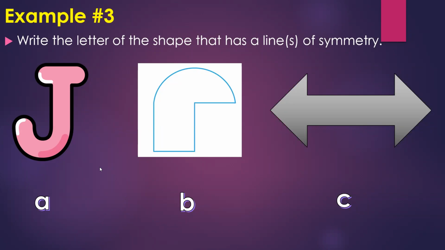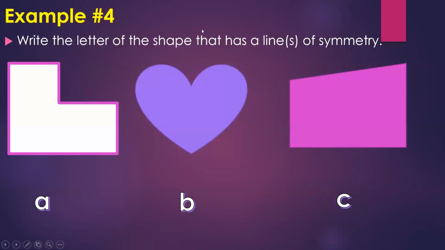Very good. So if we cut it like this, that's a line of symmetry. And so the answer here is C. Or we could cut it like that. So it has two lines of symmetry. And I think we have another one.